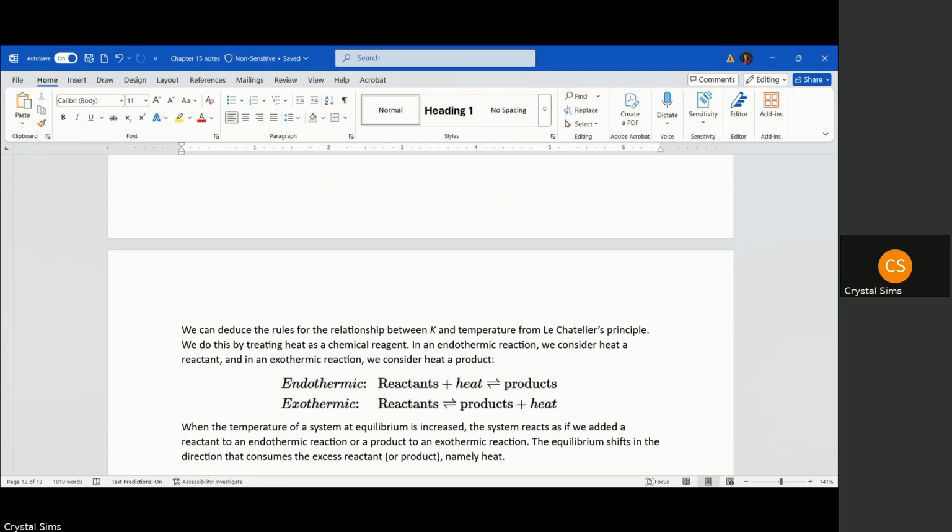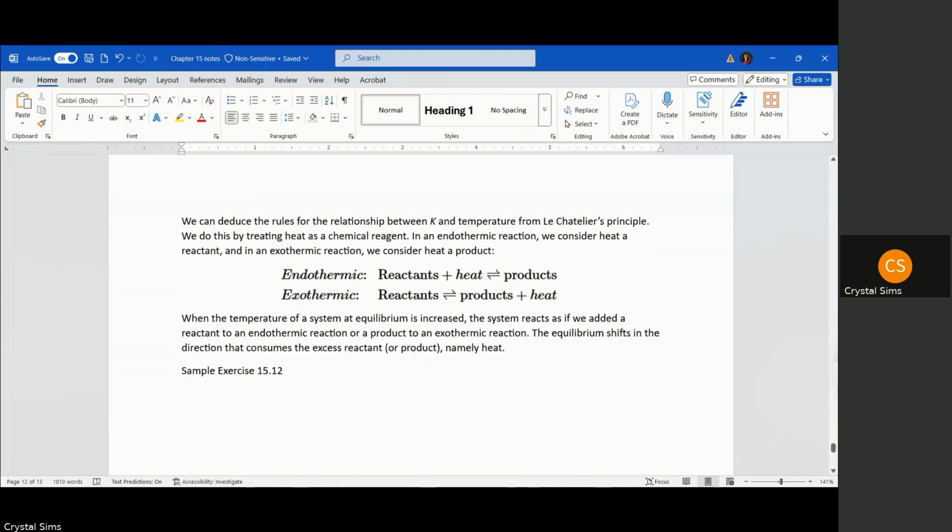So our last problem that we're going to look at here is on page 656 in the book. This is exercise 15.12. And in sample exercise 15.12, we're going to use Le Chatelier's principle to predict shifts in equilibrium. So we have a reaction here, and let me get that reaction copied over.